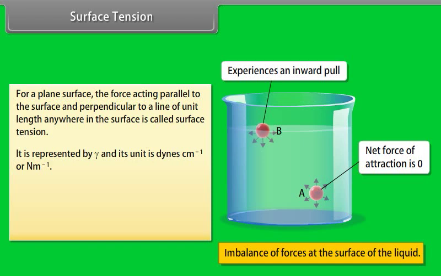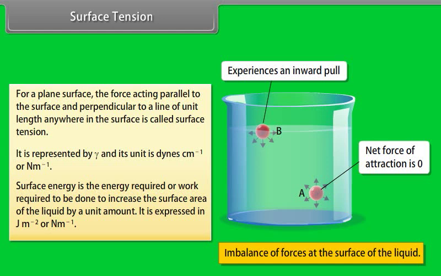In order to increase the surface area of the liquid, some energy has to be supplied against the inward pull. This is referred to as surface energy. Surface energy is the energy required, or work required to be done, to increase the surface area of the liquid by a unit amount. It is expressed in joule per meter square or newton per meter.